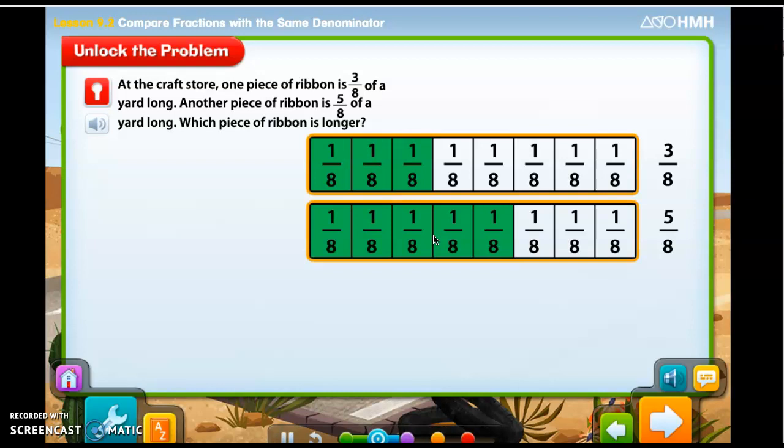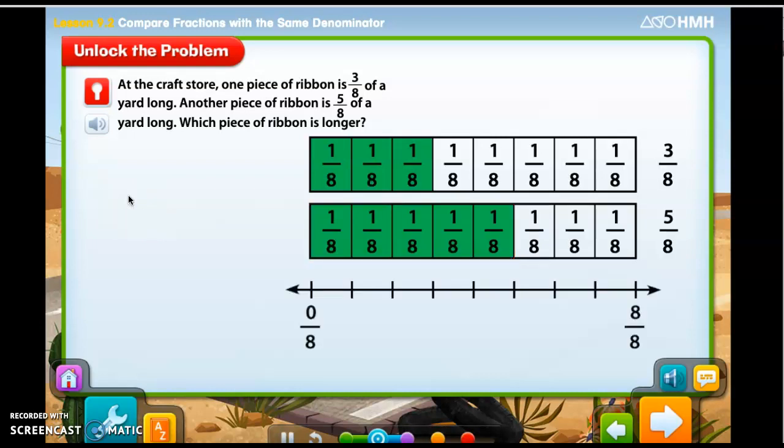You can use same size strips like these two and count the number of shaded parts or pieces to see which fraction is greater. Let's count the shaded parts for the top fraction strip. The top strip has 3 shaded parts. Now count the shaded parts for the bottom fraction strip. The bottom strip has 5 shaded parts. Think, which is greater, 3 or 5? We already know that. 5 is greater than 3. So 5/8 is greater than 3/8 because 5/8 has more pieces.